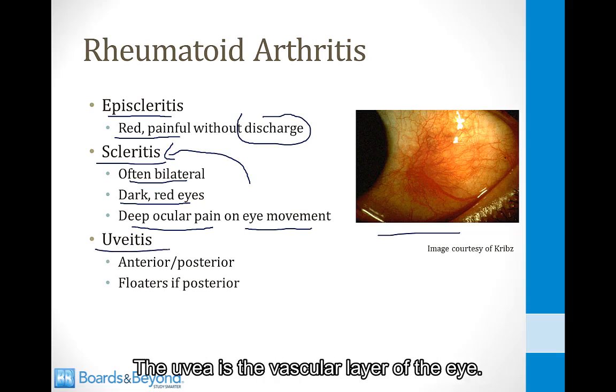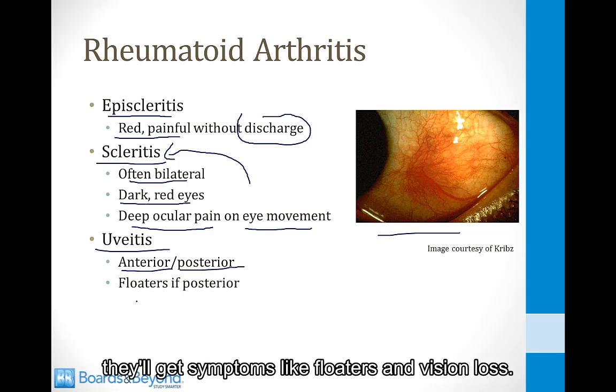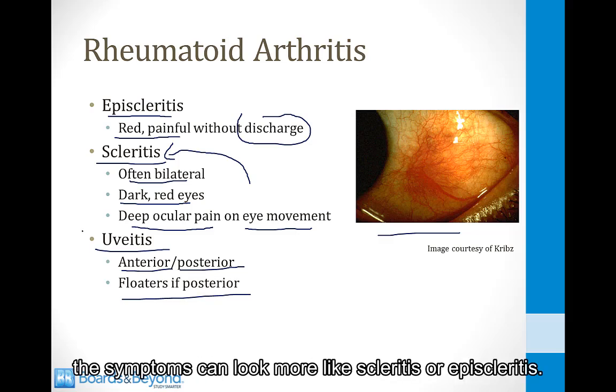The uvea is the vascular layer of the eye. Symptoms are different depending on whether patients have anterior or posterior uveitis. If they have posterior uveitis, they'll get symptoms like floaters and vision loss. If they have anterior uveitis, the symptoms can look more like scleritis or episcleritis.